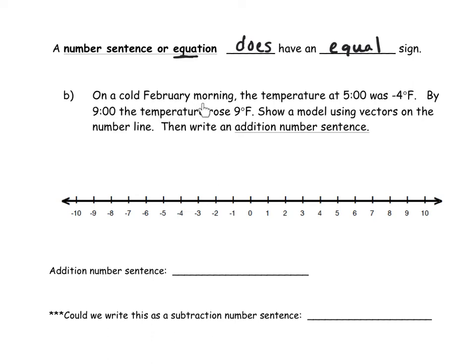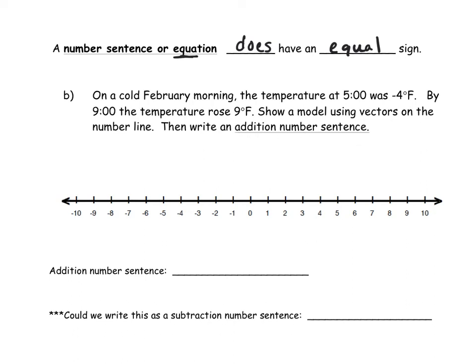On a cold February morning, the temperature at 5 o'clock was negative 4 degrees. By 9 o'clock, the temperature rose 9 degrees. Show a model using vectors on the number line, then write an addition number sentence.